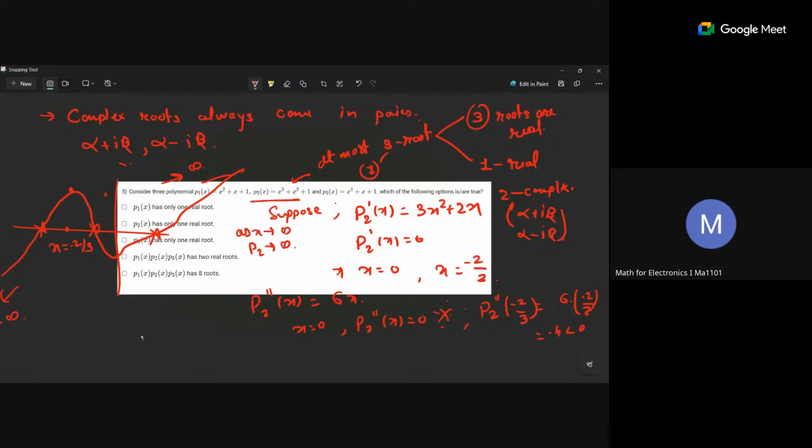And what are those three real roots? That thing we don't know. So that means P2(x) will have 3 real roots. That's correct. And if P2(x) has 3 real roots, so this will also imply that P1(x) P2(x) into P3(x) has 2 real roots. So ultimately, does this explanation work for you? Because we have one maximum point.